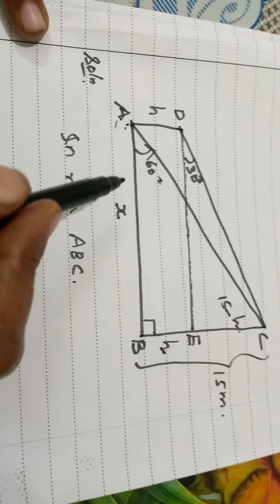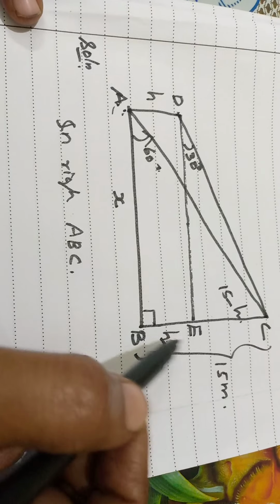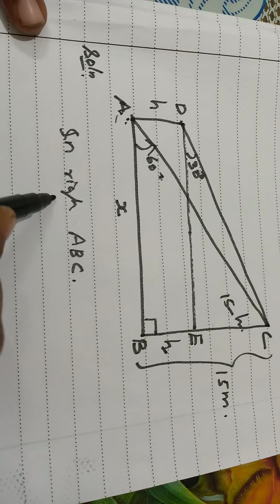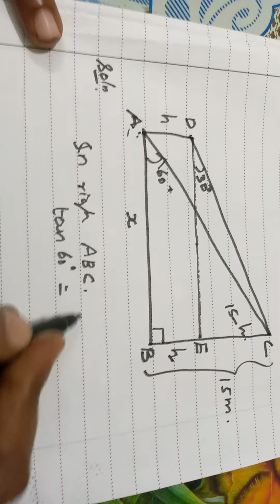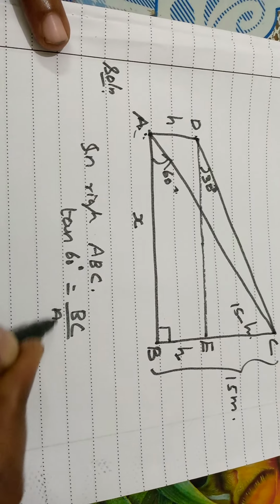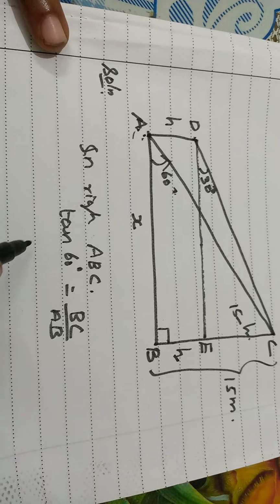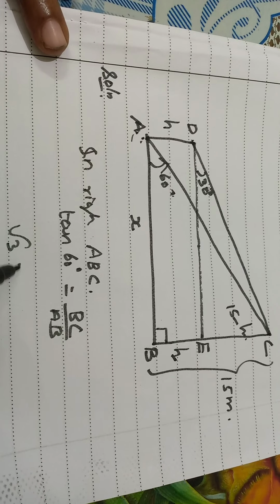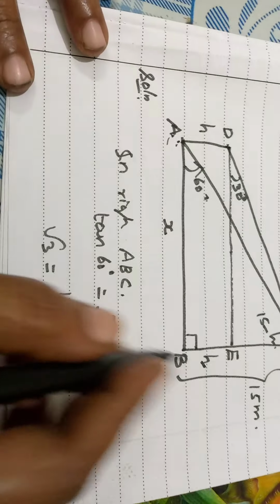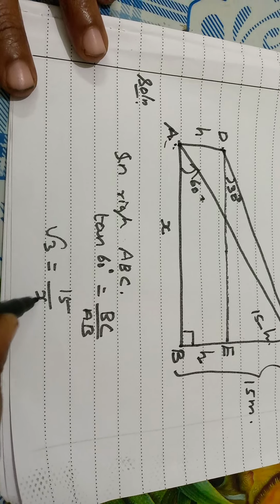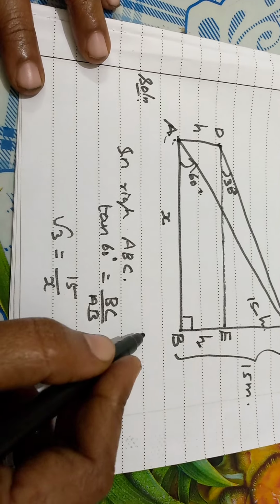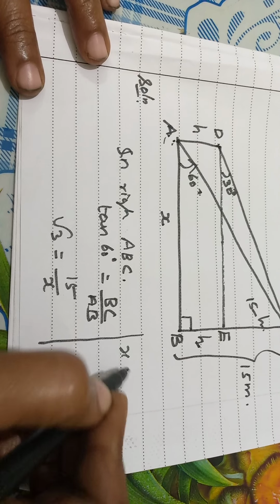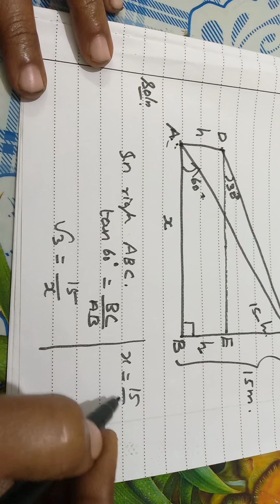What ratio can you use now? Here opposite and adjacent we are using, so tan ratio. Tan 60 equals opposite, BC, by AB. Tan 60 is root 3. From here, root 3 is equal to 15 by BC, and AB is X. Cross multiply, you get X is equal to 15 by root 3.